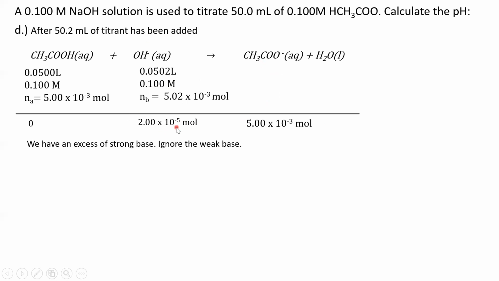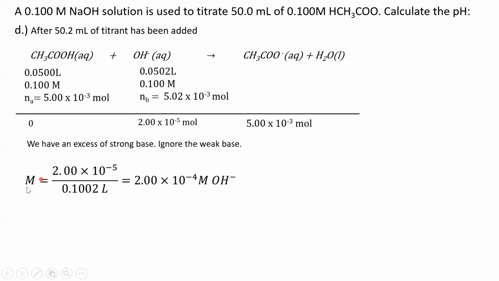That means these are the moles of the hydroxide ion. We can calculate the molarity of the hydroxide ion: moles divided by the total volume. So 50 milliliters plus 50.2 milliliters gives us 100.2 milliliters or 0.1002 liters. So this is the concentration of hydroxide. We can calculate the pH because we have the concentration of hydroxide. Calculate what the pH will be at this last point in our titration.